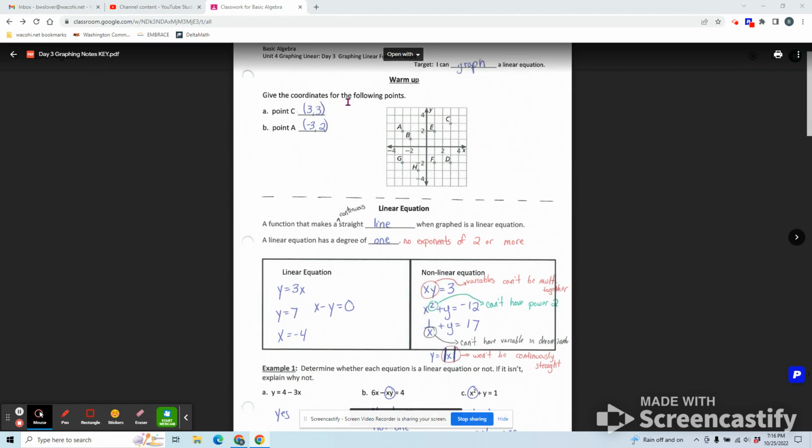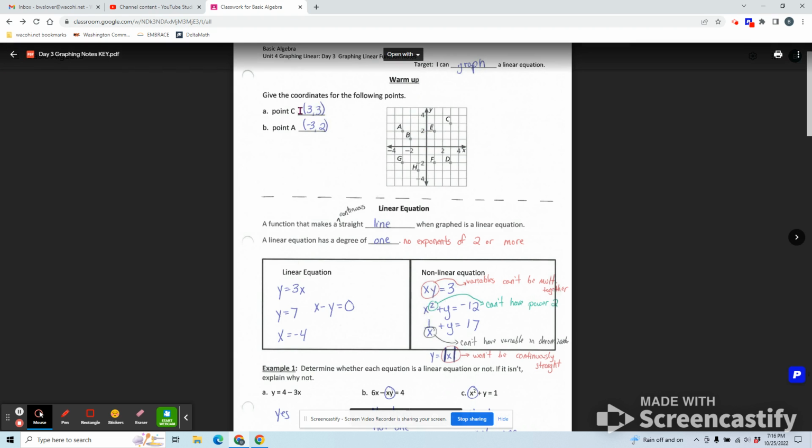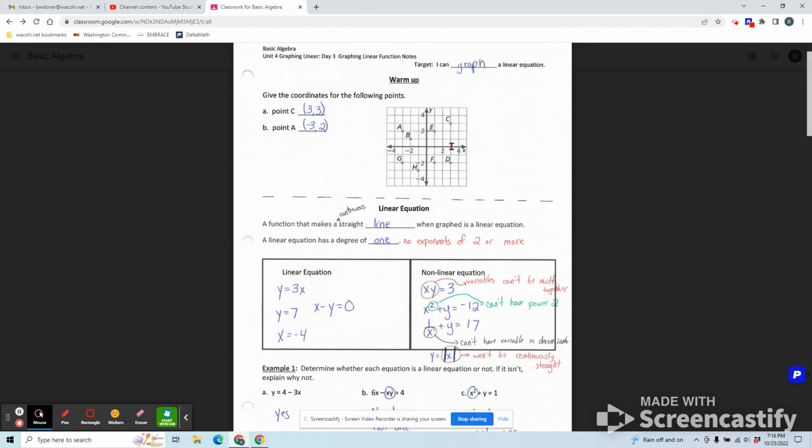So here's our warm-up where it's just asking to give the coordinates for the following points. Remember, when you graph or when you locate coordinates on a plane, you start at 0, 0, which is your origin, and you go right or left first and then up or down. So we're looking for point C, which is over here. So we go right first, which is positive, and then we go up, which is also positive. And that's how we got 3, 3.